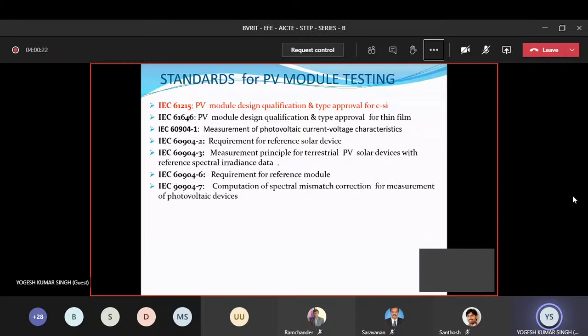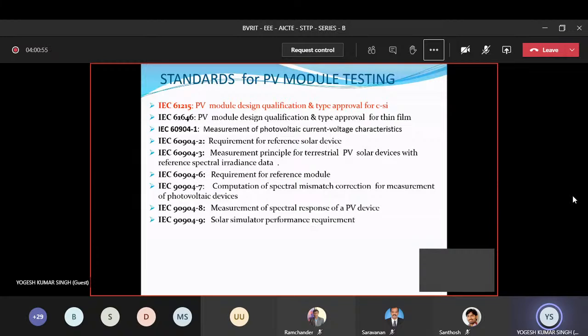So that is where the spectral mismatch correction will come, in this IEC 60904-7. If you want the spectral response of the PV devices, we follow IEC 60904-8. If we want the simulator performance, because every module is tested by the IV simulator, then for the solar simulator performance requirement, we will follow IEC 60904-9.